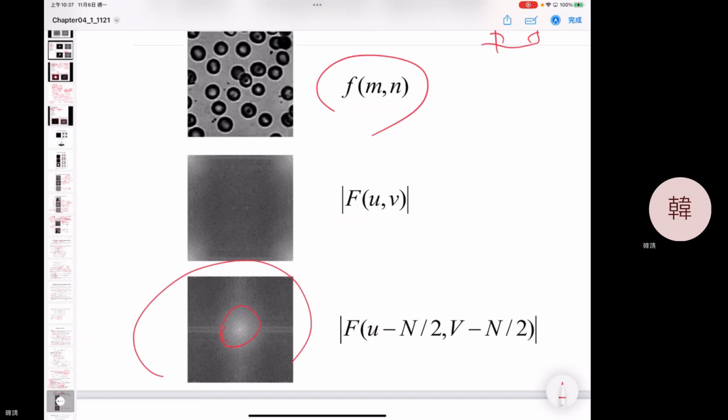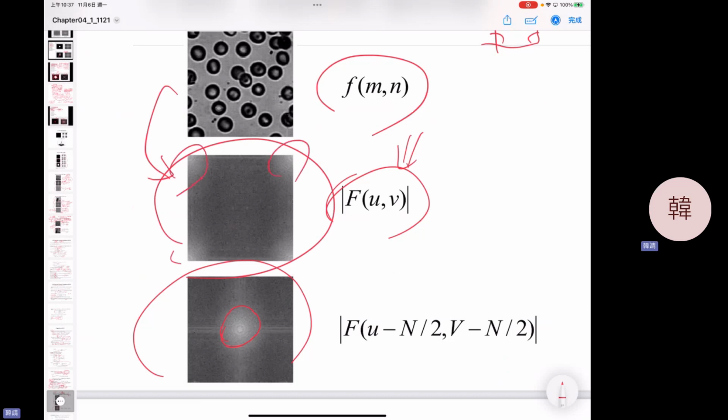How can you do that? If you didn't do anything, you will see this result. You use FFT2 and then look at the result. You will see the low frequency component located at the corner. But then it is hard to imagine how the magnitude spectrum is distributed in your image.